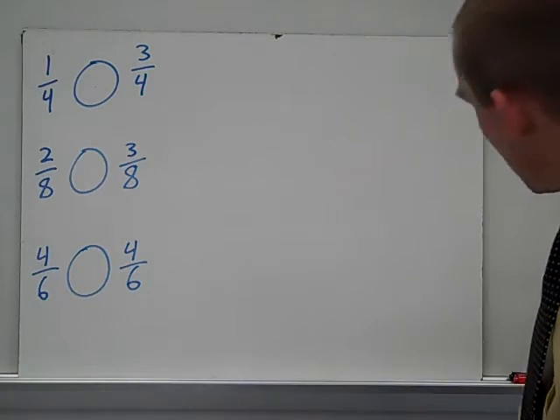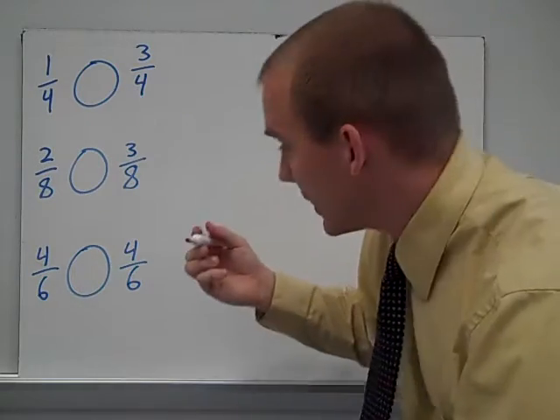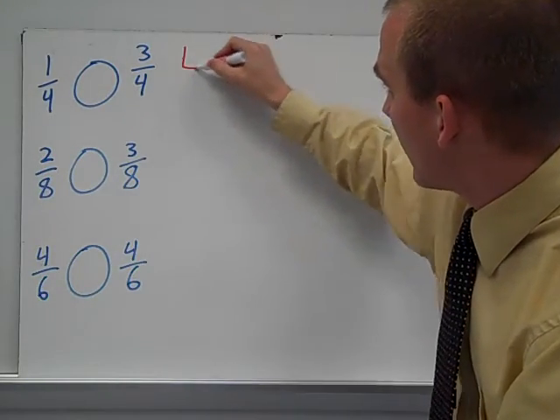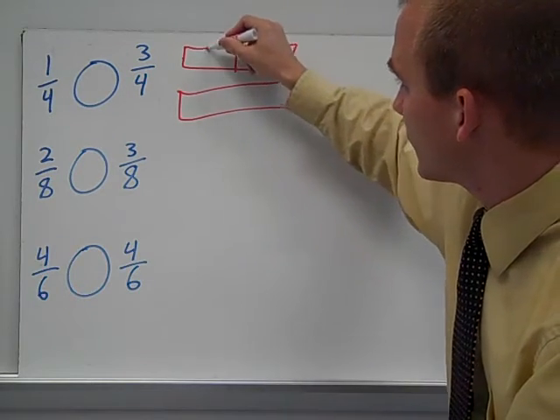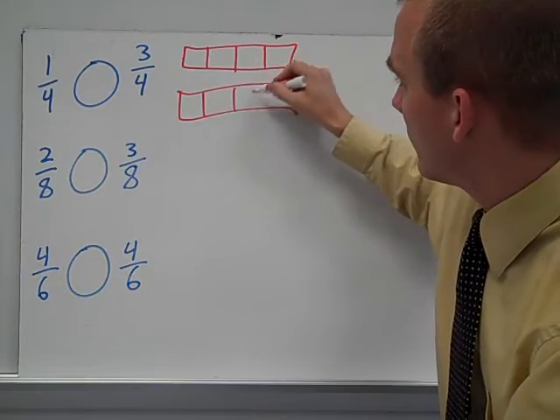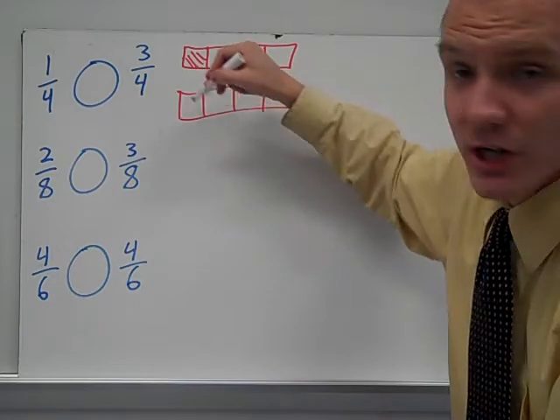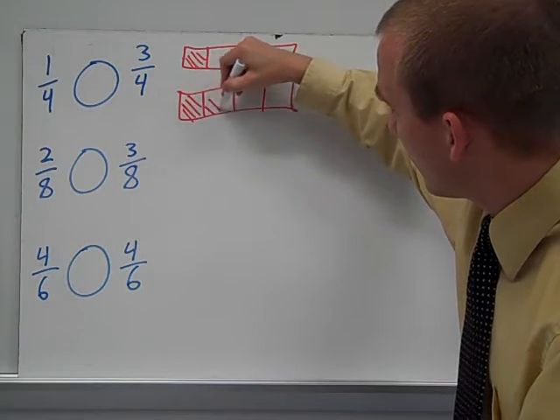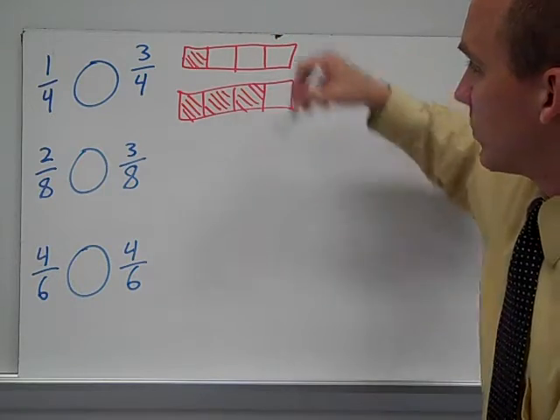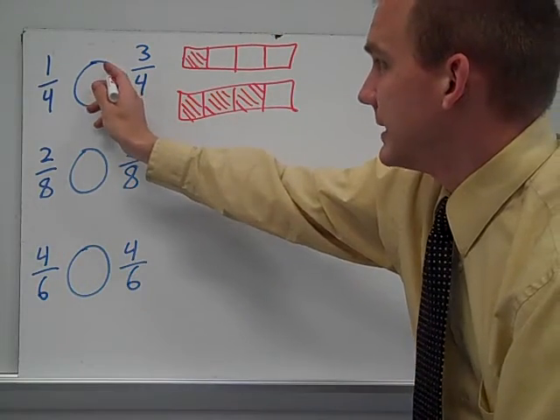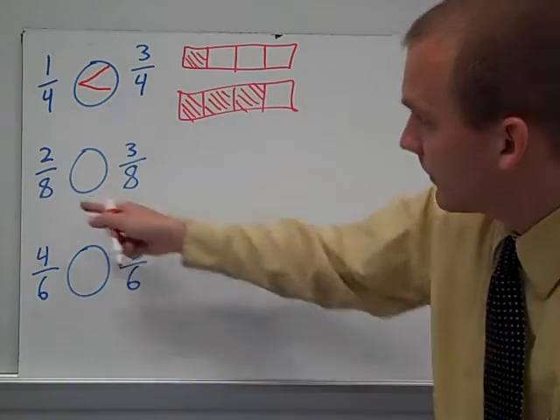Alright, so let's start at the top here. 1/4 and 3/4. Well, if I were to draw a picture of this, I would have 2 wholes that have to be the same size and split them both into fourths. Then I could shade in 1, and then I could shade in 3. Well, it looks like the 3/4 has more shaded in, so that means I want to eat that number, or 1/4 is less than 3/4.